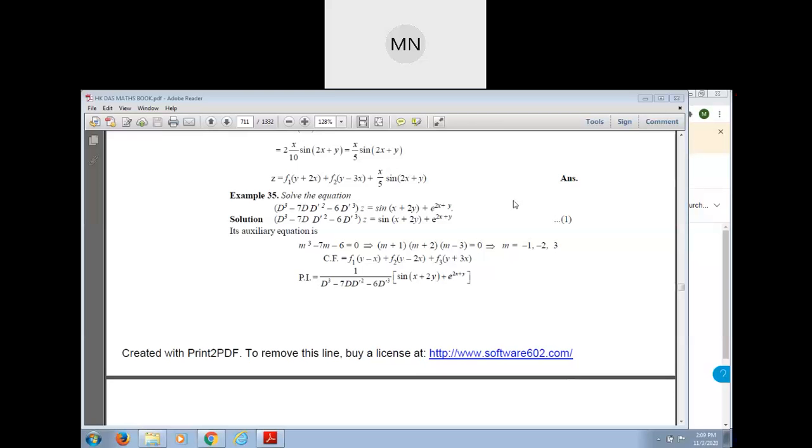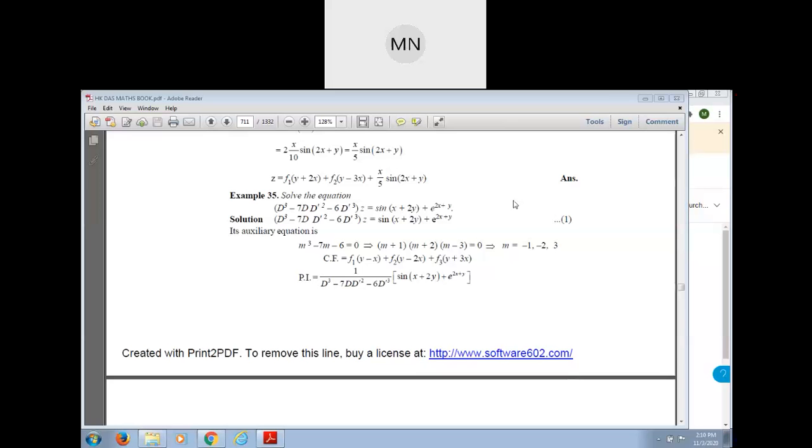And what is the method for finding CF? First you have to write the auxiliary equation. What is the auxiliary equation for this problem? It is m cube minus 7m minus 6.